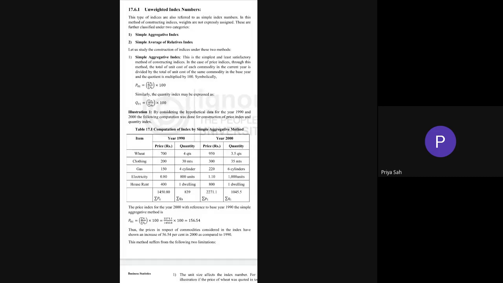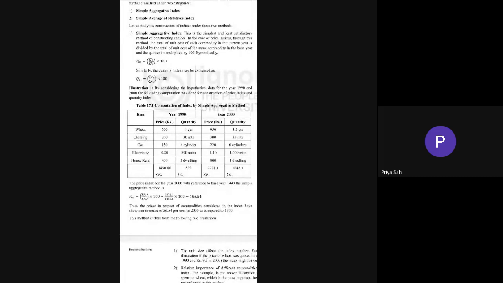Here you see, as per the formula, how the price index is calculated in this method: total price of 2000 divided by total price of 1990, into 100. After calculation it will be 156.54. That means 156.54 minus 100, whatever value that is, is the increase. If you draw the conclusion, the index shows that the price of the various items has increased by 56.5% as compared to 1990.